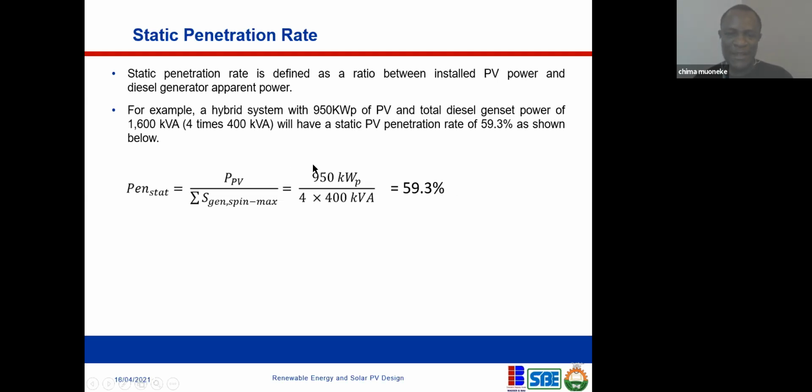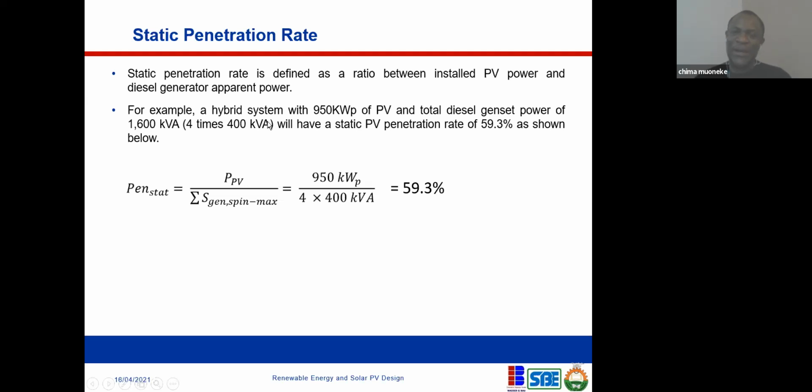So what we actually have here is that in this example, you have 950 kilowatt peak of installed PV system as given here. You now divide it by the total generator size, which is 4 times 400. That will now give you 1,600 kVA. If you do this division, you are going to have 59.3%. So what that means is that 950 is representing 59.3% of this total capacity. That's what your penetration rate is.